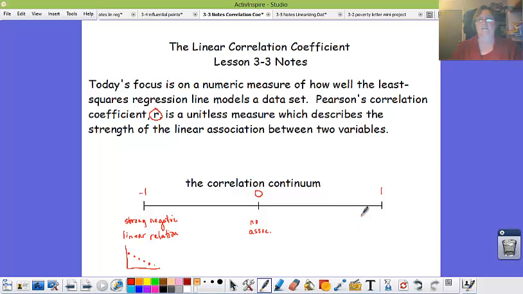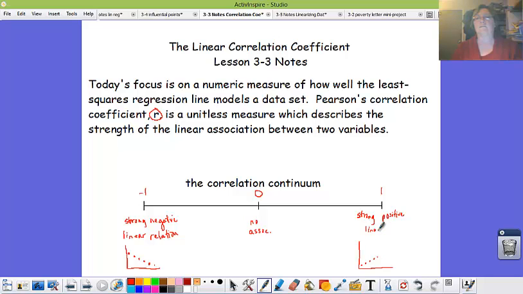On the positive end of the spectrum, if we had a scatter plot that looked like this, with a line that totally kept increasing, that would get a Pearson's correlation coefficient of 1, which means that there is a strong, again, but this time positive linear relationship.